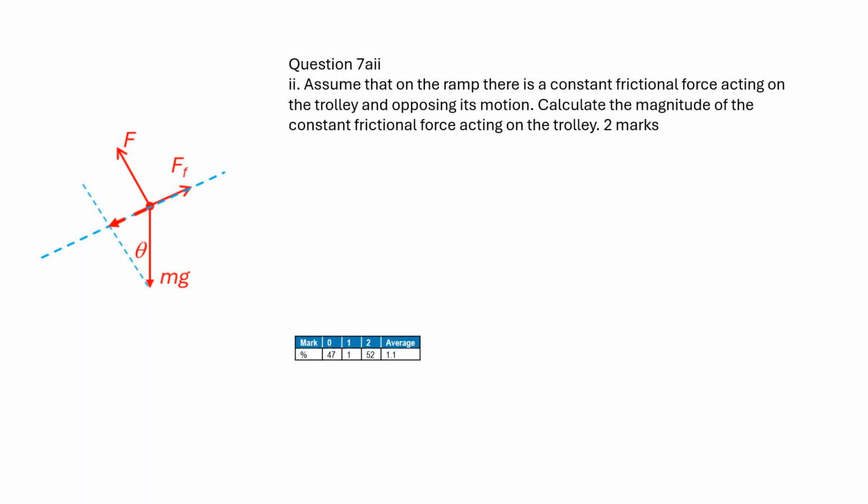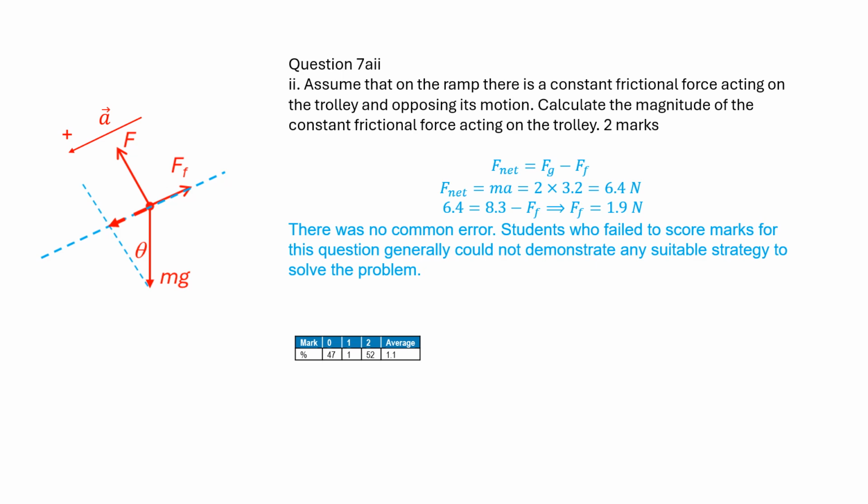The direction of acceleration is positive, so the net force is positive. The net force is the component of mg on the slope minus the frictional force. Using Newton's second law, we calculate the constant frictional force.